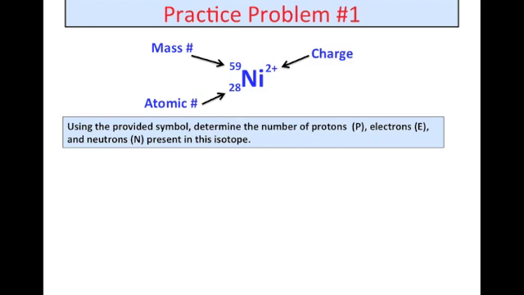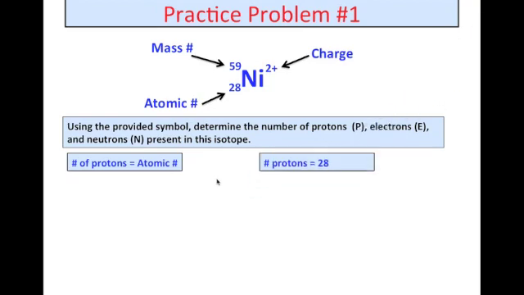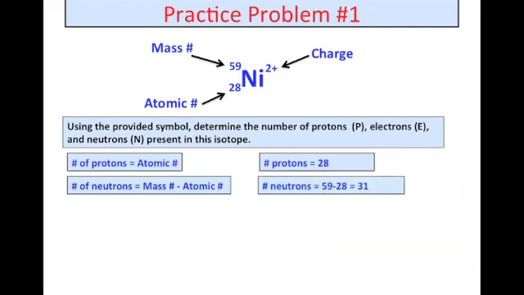In order to do that, you've got to keep in mind what each of these terms, mass number, atomic number, and charge, mean. So to determine the number of protons, I would just look at my atomic number, because the atomic number tells you the number of protons. So for this isotope, we have 28 protons. If I'm trying to calculate the number of neutrons, I would subtract my atomic number from my mass number. So when 28 is subtracted from 59, you have 31 neutrons.